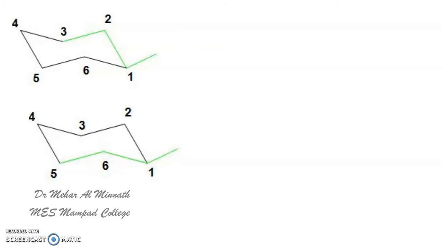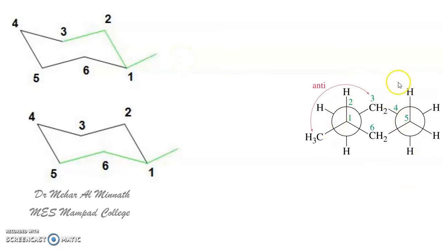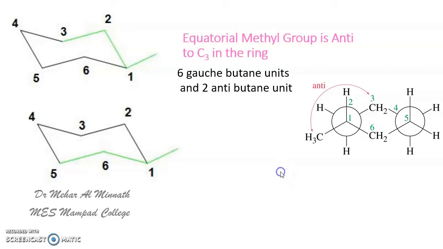Alright, so in methylcyclohexane, if you draw the Newman projection, it will be something like this. You can see here, the methyl group on carbon 1 is anti to the C3 methyl group, CH2. The same will be the case with C5 also. So there are altogether 6 gauche butane units and 2 anti-butane units, right? These 2 newly introduced butane units are anti.